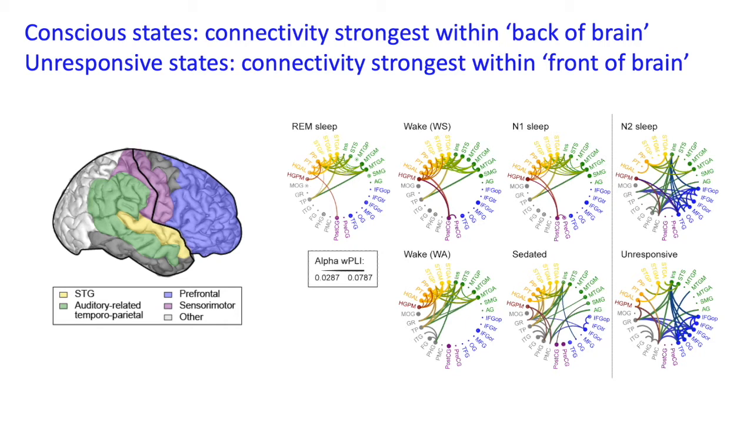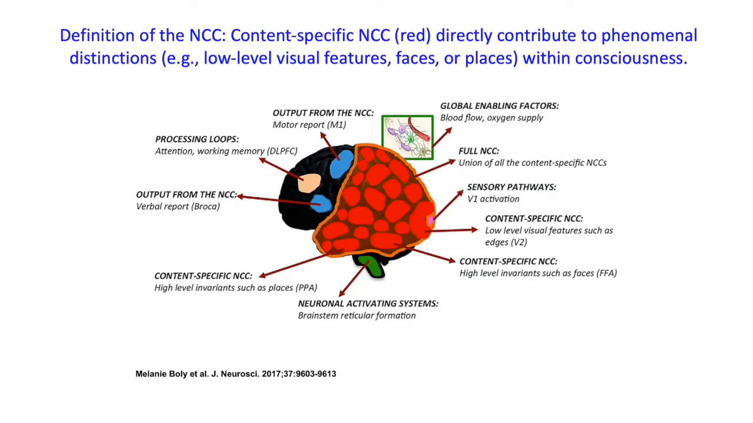We also noted that the dominant connectivity shifted from the posterior to anterior parts of the brain during reduced levels of consciousness associated with sleep and anesthesia. That is, from temporal and parietal to frontal. This is reminiscent of the argument put forth a few years back by Melanie Boly and colleagues about the location of the neural correlates of consciousness.